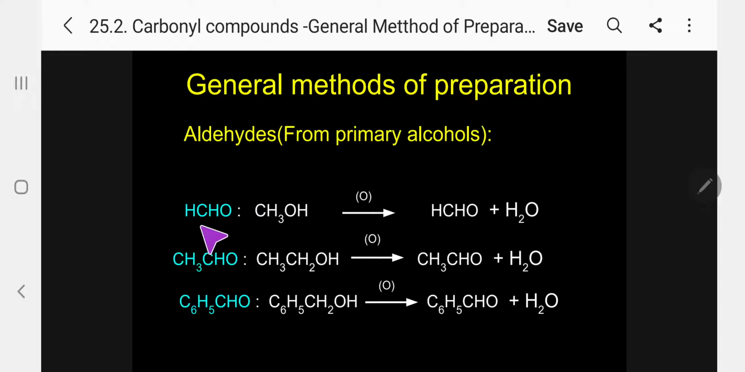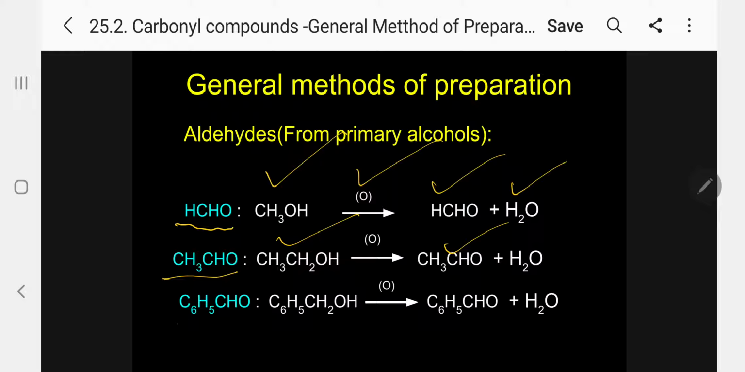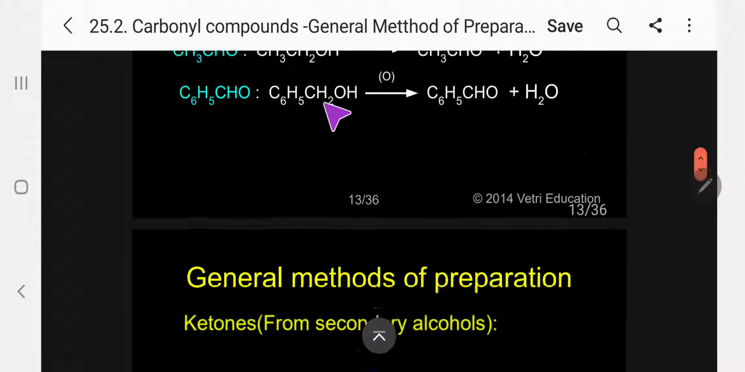Kindly follow. What is important? Suppose I want to get an aldehyde, I will take the corresponding alcohol. What is the one-carbon alcohol? Methanol. Methanol undergoes oxidation to give formaldehyde and water. In the same way, ethanol undergoes oxidation to give acetaldehyde. Benzyl alcohol undergoes oxidation to produce benzaldehyde and water. Please follow. So you take the corresponding primary alcohol, and with controlled oxidation we get the aldehyde.